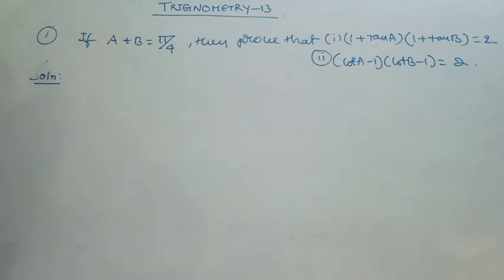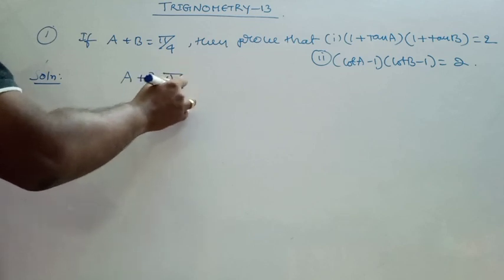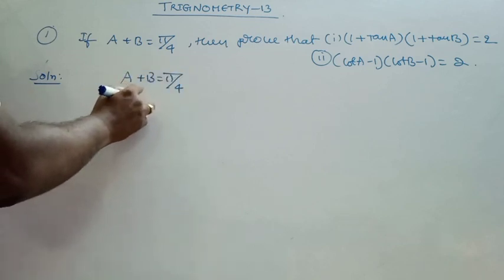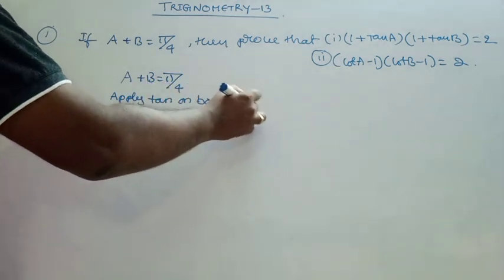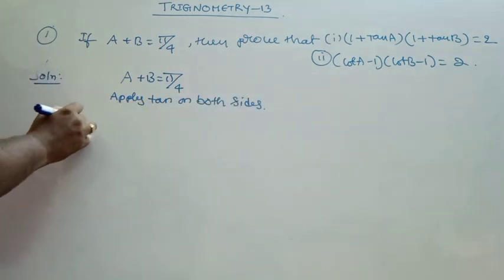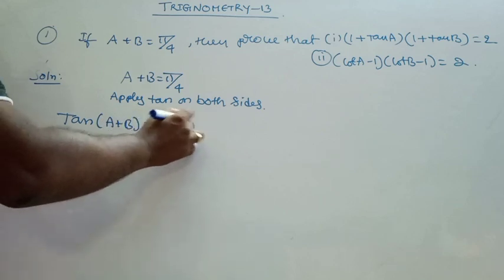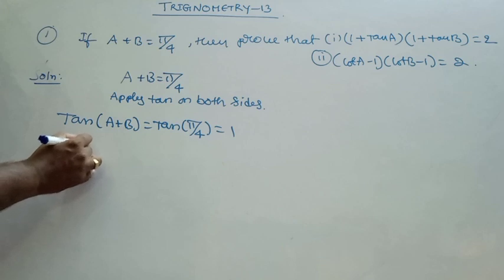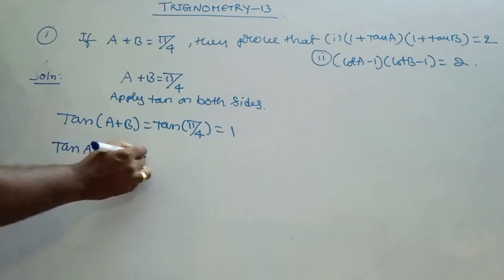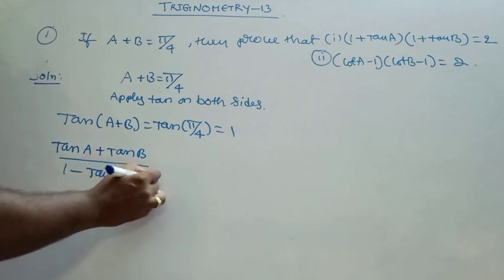They have given that a plus b is equal to pi by 4. If you apply tan on both sides, we get tan of (a plus b) is equal to tan pi by 4, and that is 1. Once we have tan(a plus b) equal to 1, you know the tan(a plus b) formula: (tan a plus tan b) by (1 minus tan a tan b) is equal to 1.